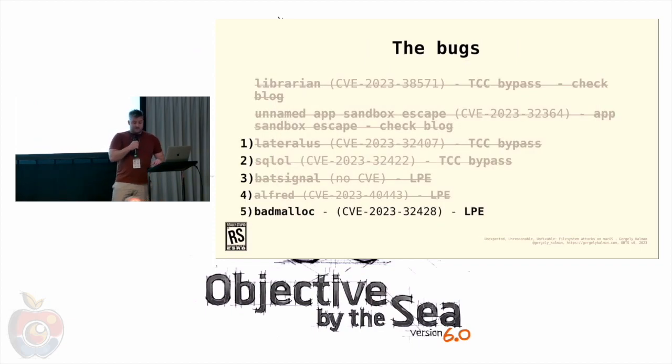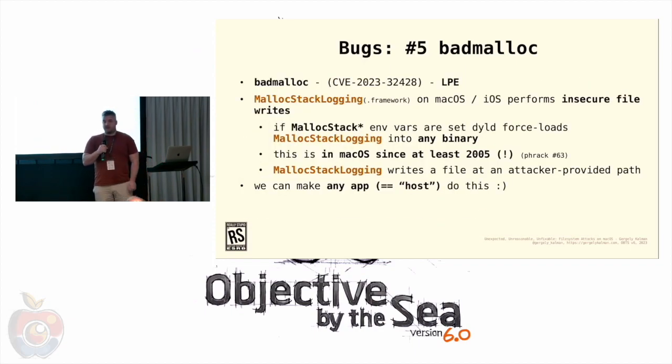Right, so the last one is bad malloc. This is a functionality that has existed for, give or take, 20 years. I'm coloring it yellow because I want to refer to the malloc stack logging framework's malloc stack logging binary, not to the malloc stack logging functionality, so that it's all clear. It doesn't matter really. So basically, if one of these malloc stack environment variables is present, the dynamic loader will be nice enough to force load this binary into any binary I choose, including SUIDs, including entitled binaries.